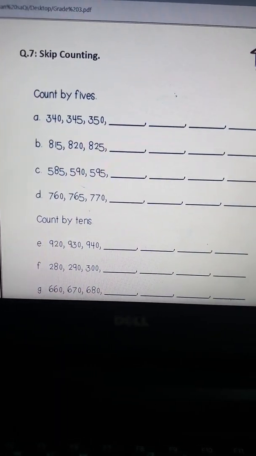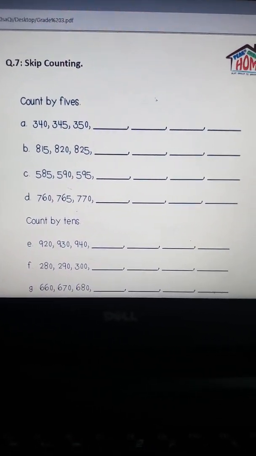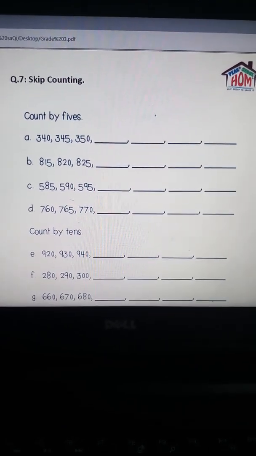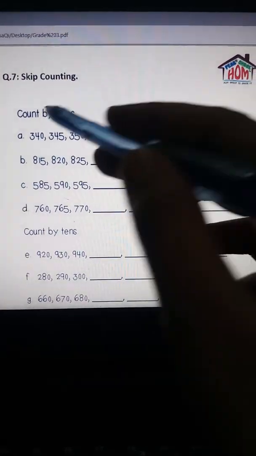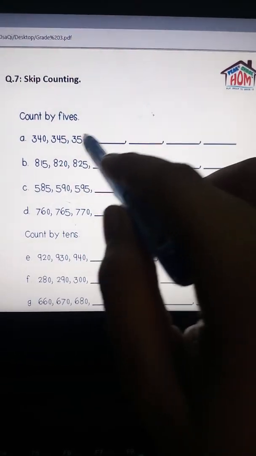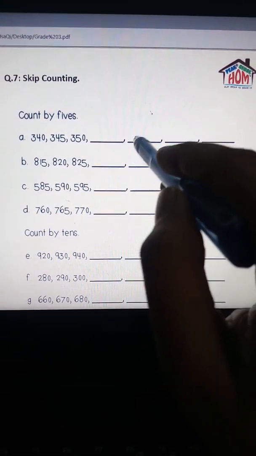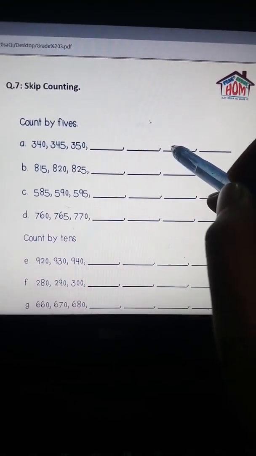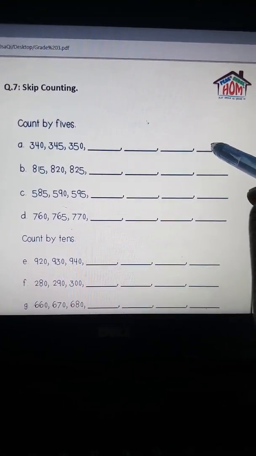The next question is skip counting. Now you have to skip the numbers and follow the pattern. Count by fives. In these questions you have to skip 5, like 340, 345, 350, then skip 5, 355, then skip 5, 360, then 365 and then 370.